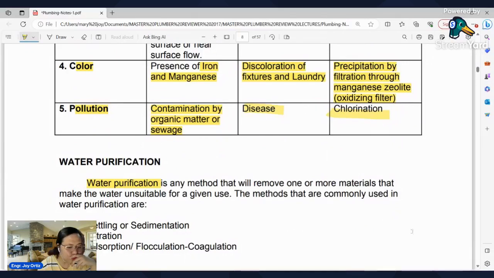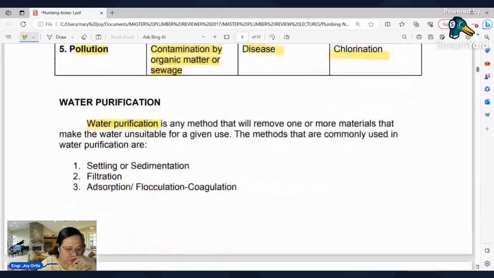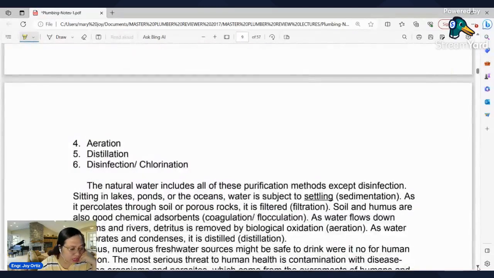Now, water purification. What is water purification? Any method that will remove one or more materials that make the water unsuitable for a given use. The methods that are commonly used in water purification are settling or sedimentation. Tapos, filtration. Adsorption or flocculation, coagulation. Yun yung mga way to purify the water. Meron din tayong aeration, distillation, disinfection, or chlorination.